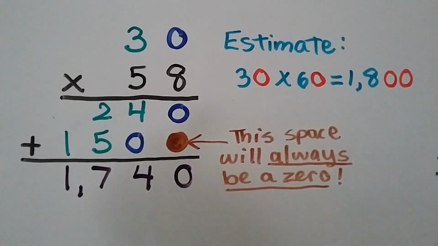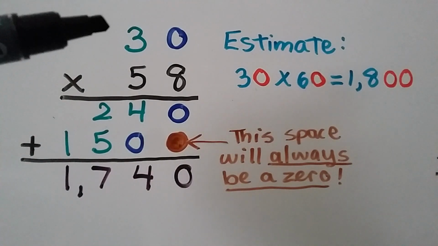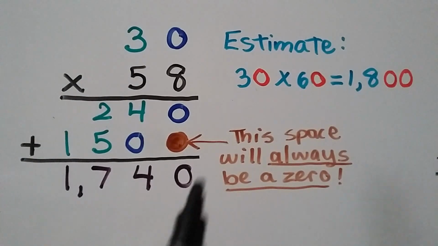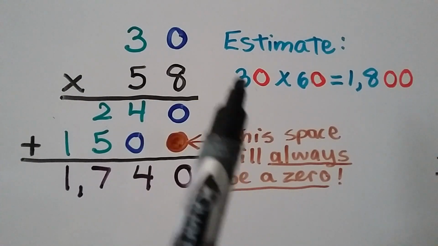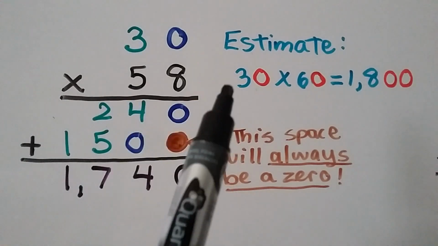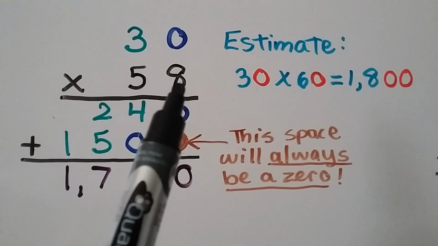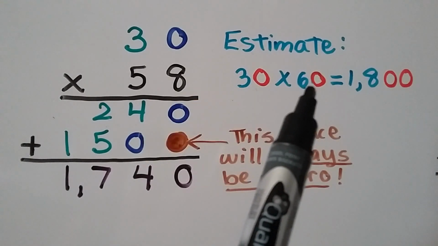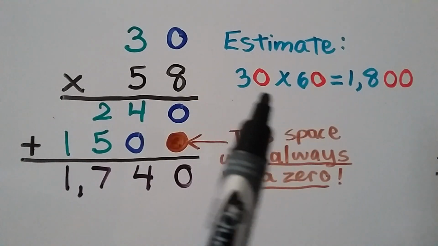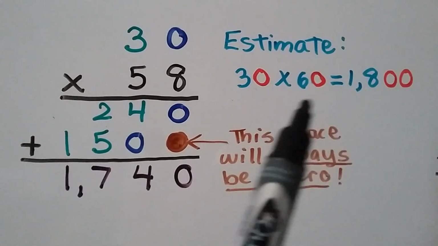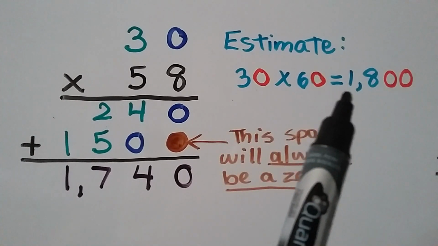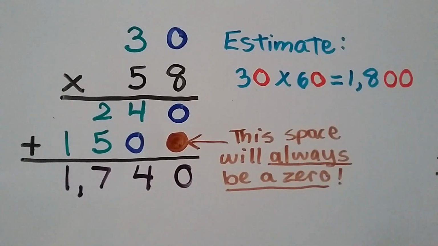Let's try it again. This time the 0's on the top. We're going to do 30 times 58. So we estimate, well, 30 is 30. You estimate 30 to the closest 10, it's 30. The 8 here tells the 5 to go up to a 6, and then it becomes a 0, so that rounds to 60. We see the basic facts of 3 times 6, which is 18. We have 2 zeros in the factors, so we have 2 zeros in the product. We have 1,800.